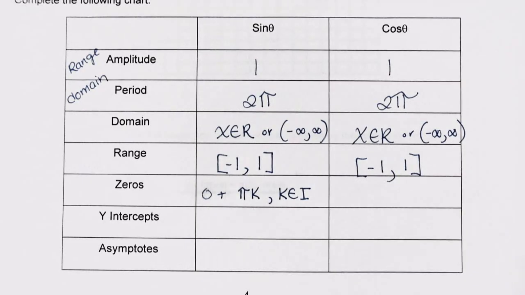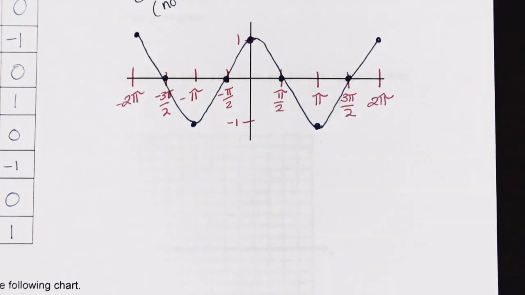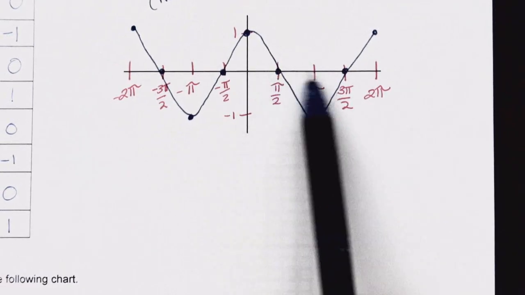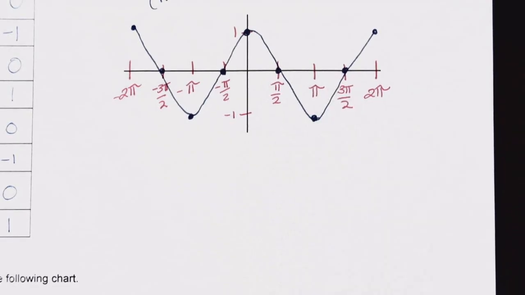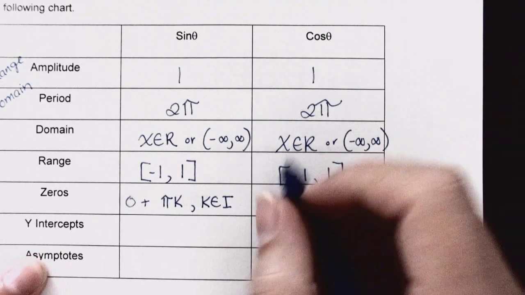X-intercepts, right? So let's look at cosine. Where is our first positive x-intercept? Pi over 2. Where's my next one? 3 pi over 2. How far of a distance is that? Pi. Same general solution, but my starting point is different.